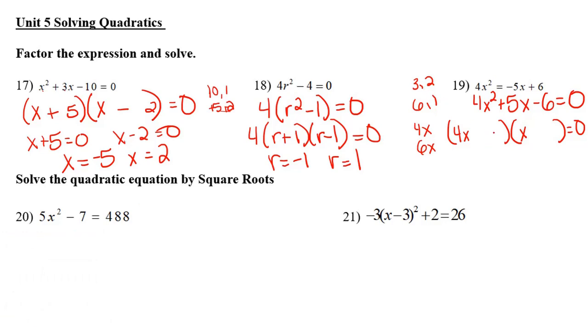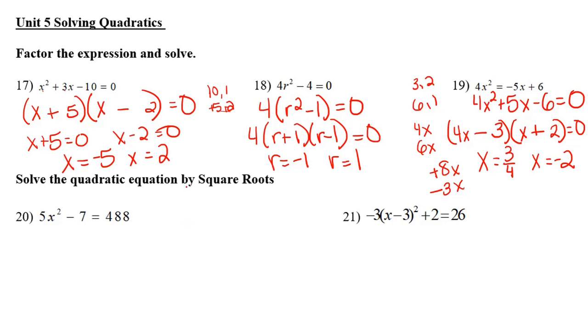Let's try 3 and 2. I'm going to put a 3 here. No, because that's 12. That's really big. Let's try a 2 over there, 3 here. So 4x times 2 is 8x. 3 times x is 3x. That can make me a positive 5 if I had a positive 8 and a negative 3. So I'm going to go negative 3, positive 2. So now my two answers to this problem, I'm going to get x equals 3/4 from this factor and x equals negative 2 from that factor.